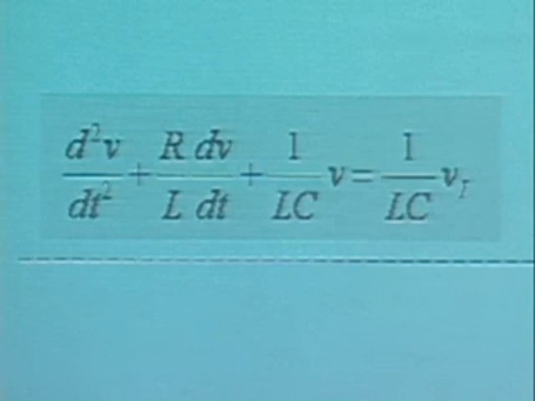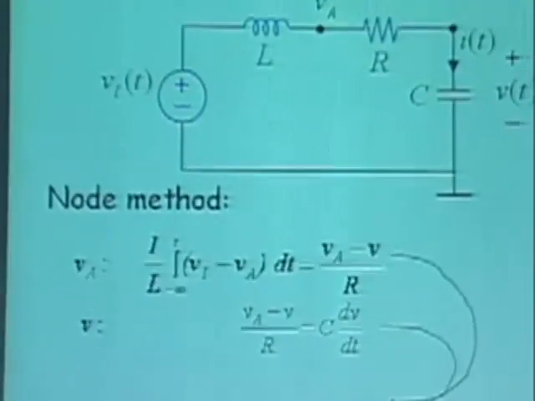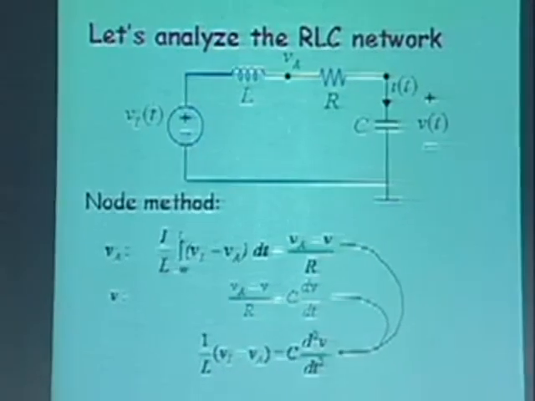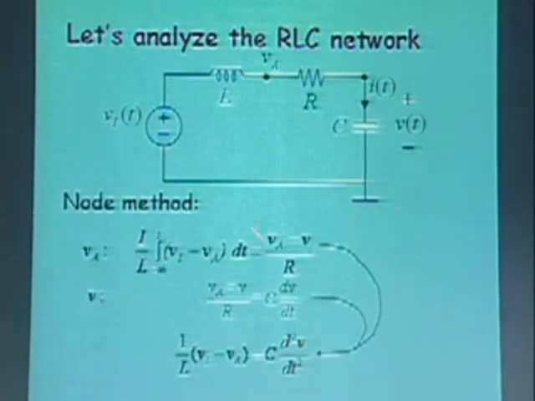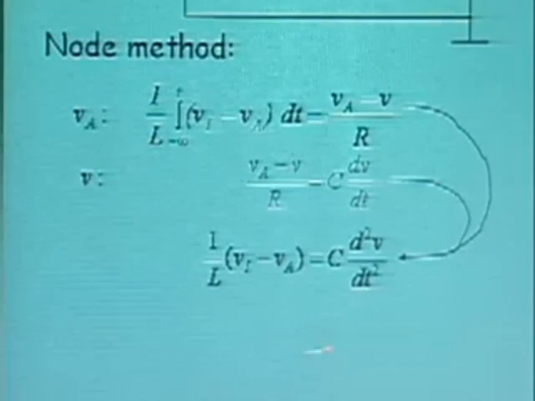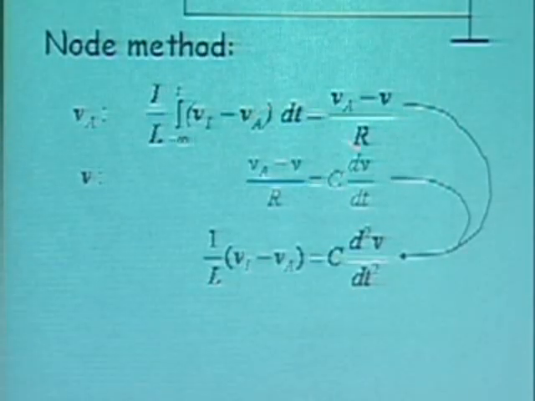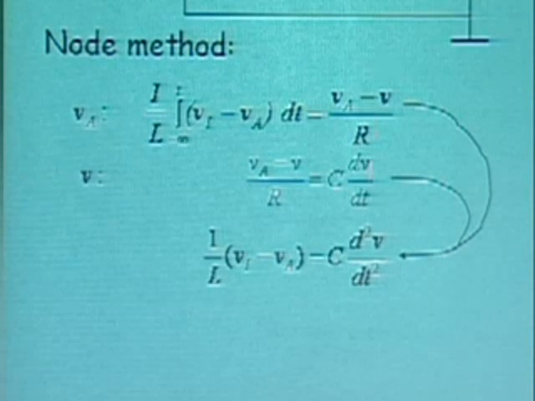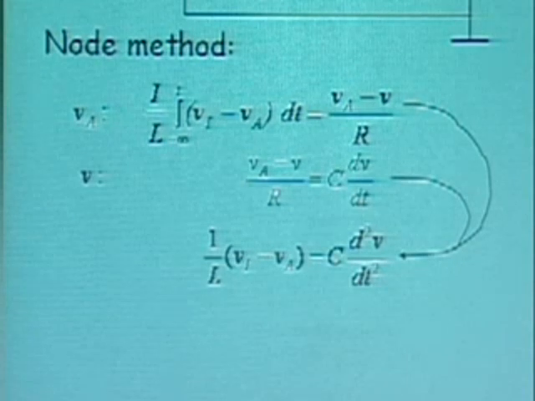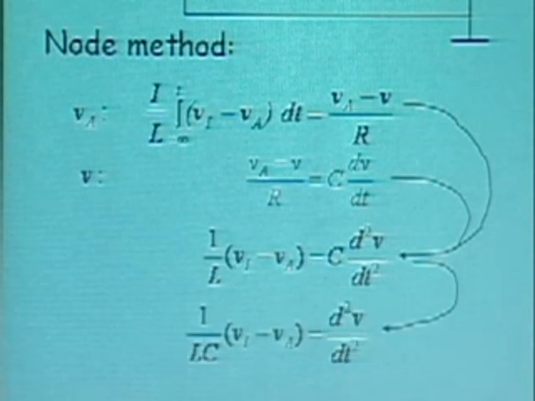So this is the equation we get, the second order differential equation with an R term in there. Let me grind through the math and show you how I got this. The two node equations again. I start by taking these two equations and differentiating this with respect to t, and this is what I get. At the same time, I have replaced (VA minus V) divided by R here by this term. So I replace this with this and differentiate. Then I simply divide the whole thing by C.